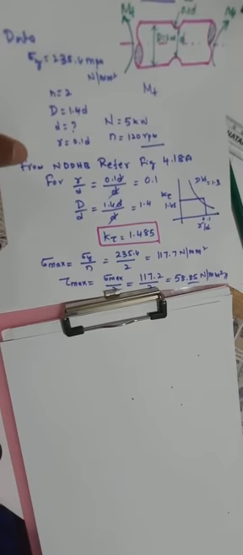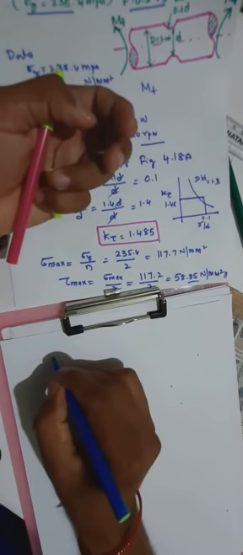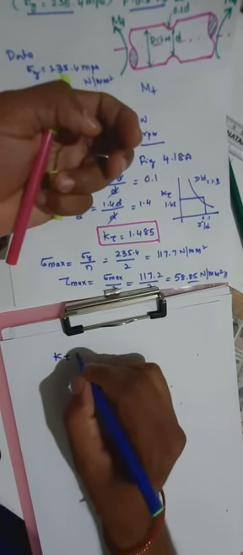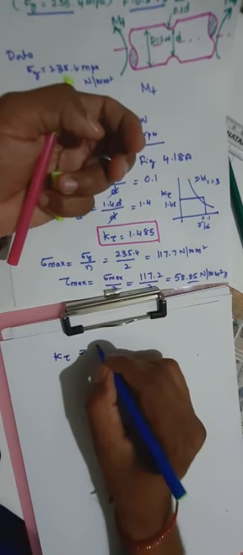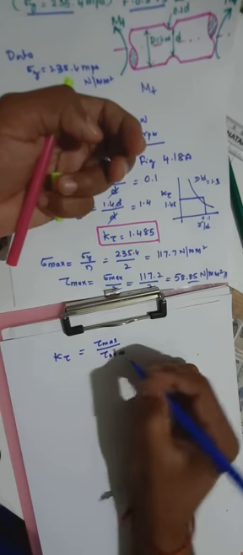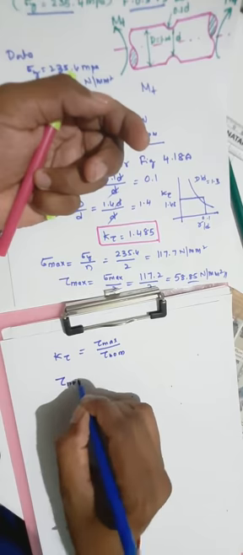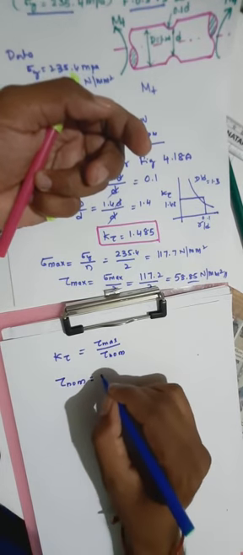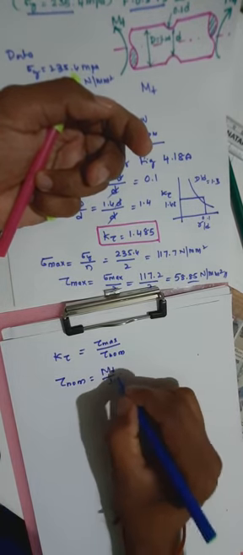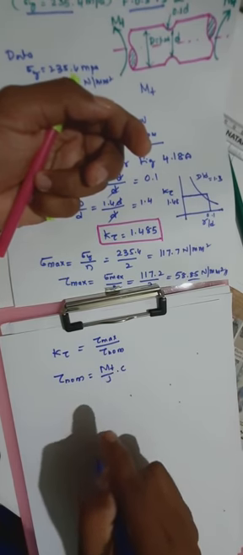Next, we know the stress concentration, and we need to find the nominal stresses. What is the stress concentration factor with respect to torsion? For the torsional load, k tau is equal to tau max divided by tau nominal. What is the value for tau nominal? We know the formula, Mt by J into c, which we discussed at the very beginning of this class.